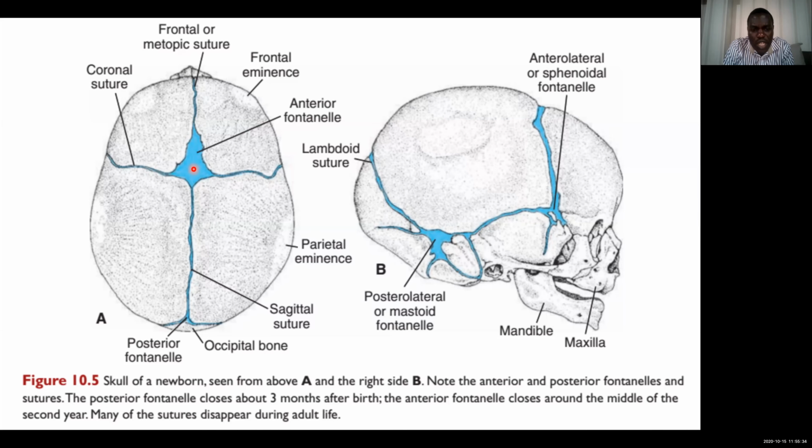So I want you people to tell me, if the fontanelle is bulging, what could be the problem? And if the fontanelle is sunken, what could be the problem? Feel free to unmute yourself and you can answer any of them. A bulging fontanelle, what could be the issue? A sunken fontanelle, what could be the issue? Anyone?